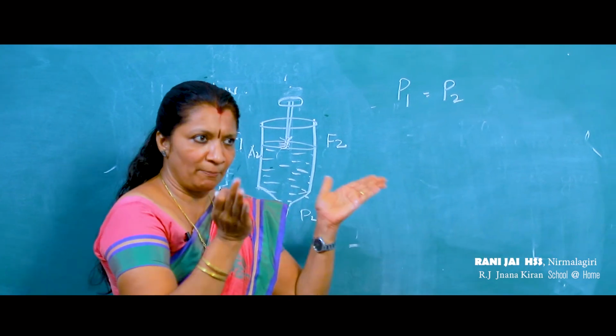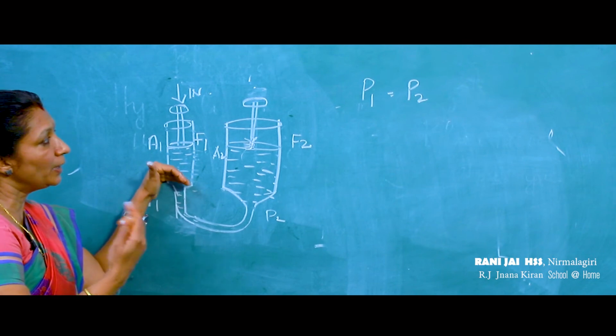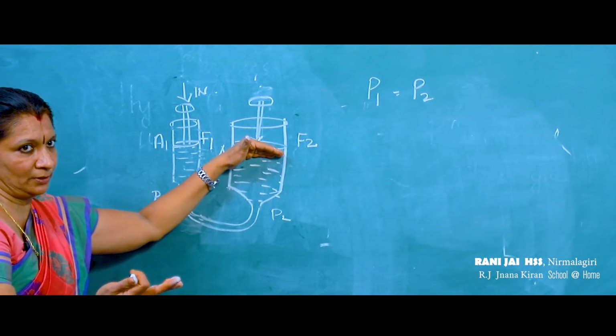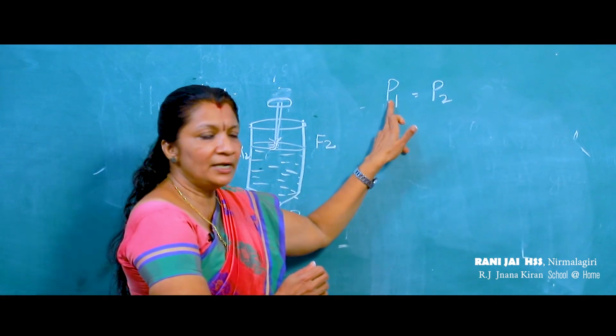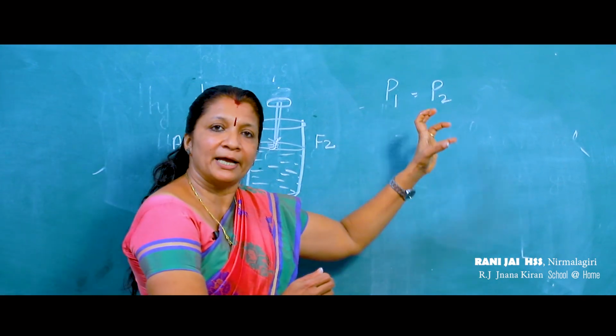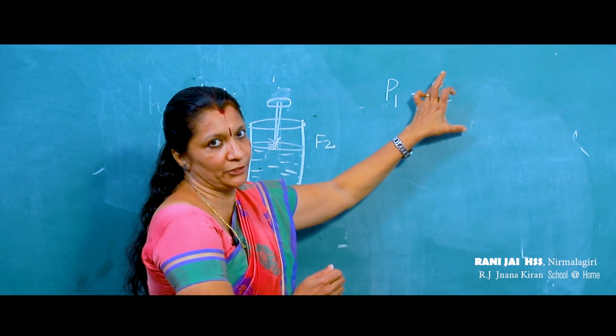According to Pascal's law, if you apply pressure in one cylinder, what will happen? Equally it will be transmitted to the other cylinder, isn't it? So you know that P1 is equal to P2. Pressure applied at one point, what happened? Equally it will be transmitted to the other point.